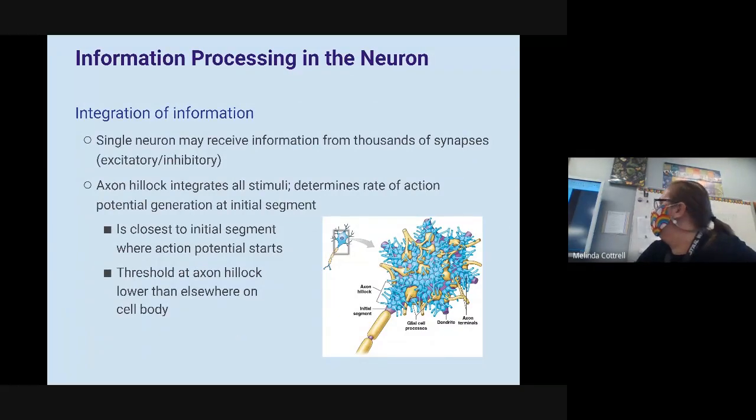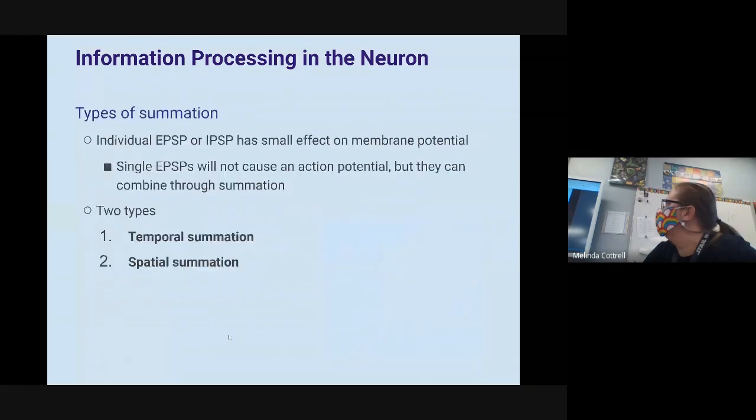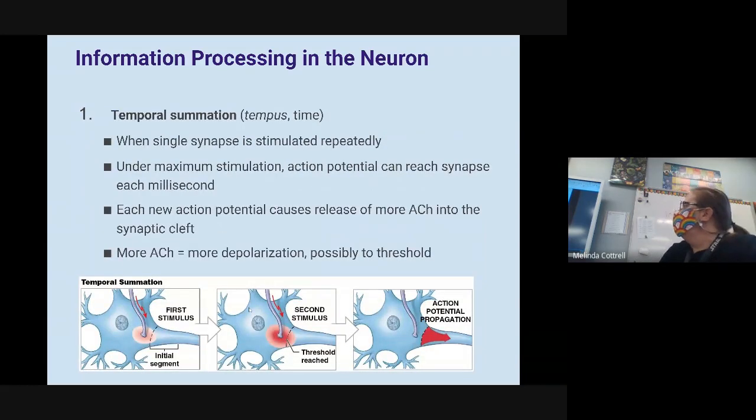Okay, and that's the picture. I guess I have that on there. And that's what I was just trying to describe: a single neuron may receive information from thousands of synapses. There are two types of summation, temporal and spatial. So let's talk about those. Temporal, when there is a single synapse stimulated repeatedly. So if you look down at the picture, you can see first just one axon terminal and a barrage of stimulus. And that propagates the action potential.